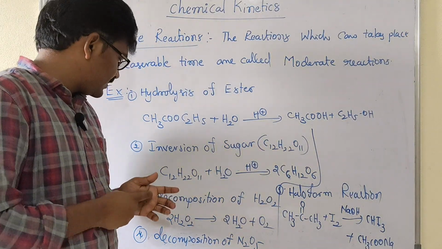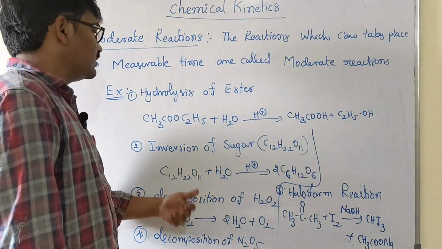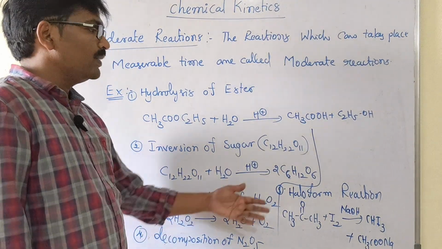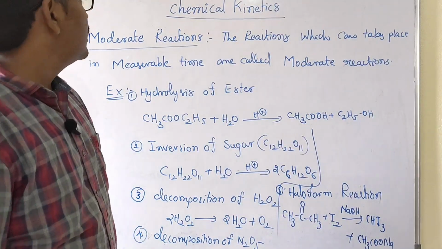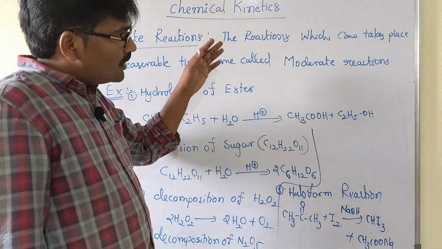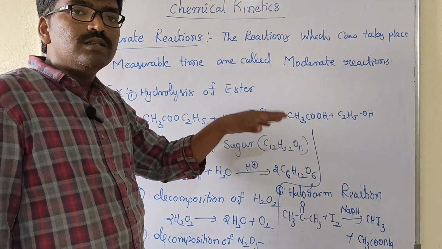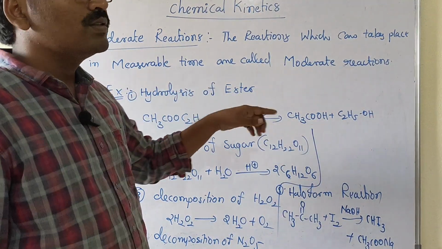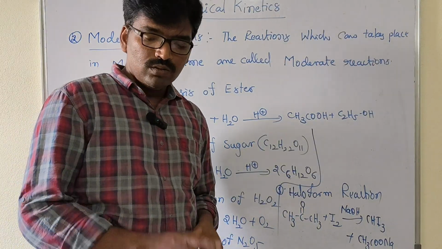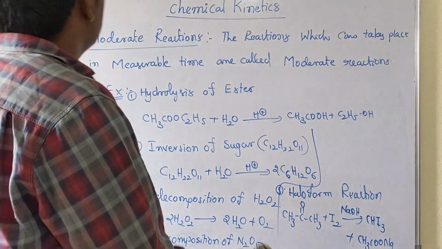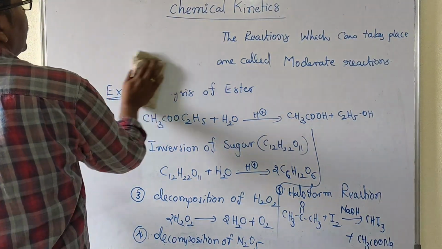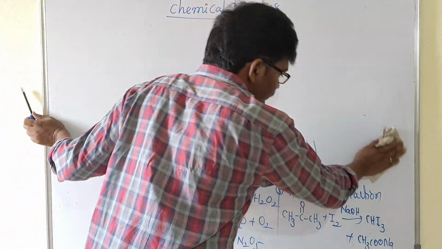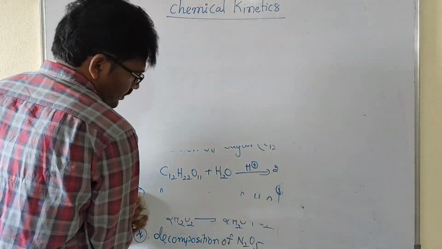Many others are there that you have to remember. Hydrolysis of ester, inversion of sugar, decomposition of H2O2, decomposition of N2O5, the haloform reaction, all these are moderate reactions. For very fast reactions and very slow reactions, the rate of reaction cannot be determined. But for moderate reactions, we can determine the rate of reaction. So that is why we have to discuss what the rate of reaction is.